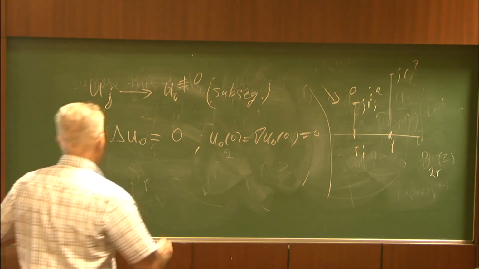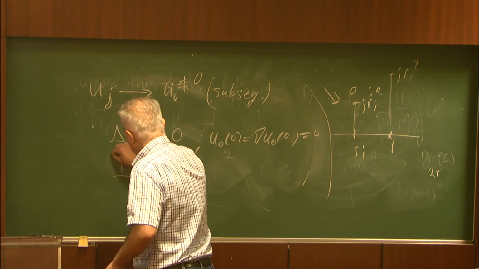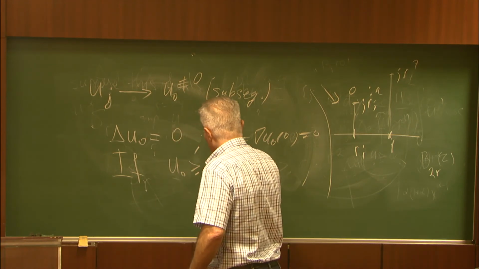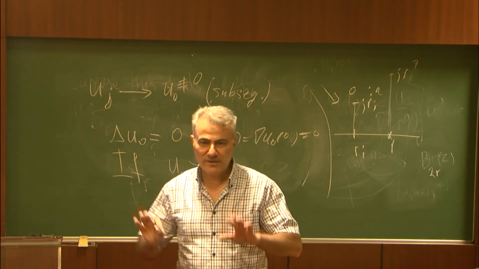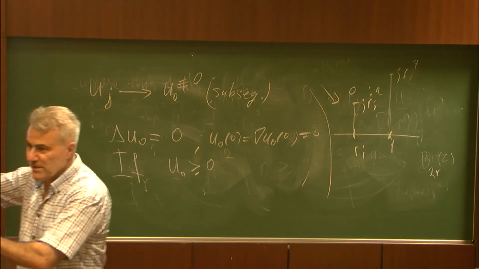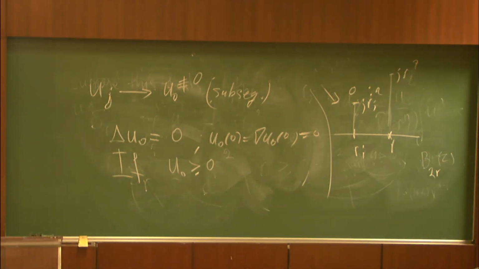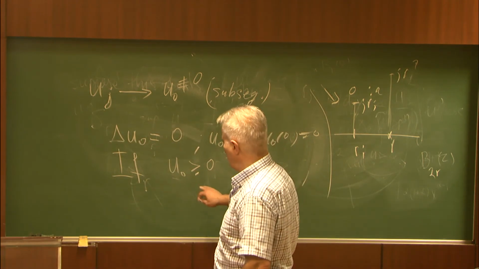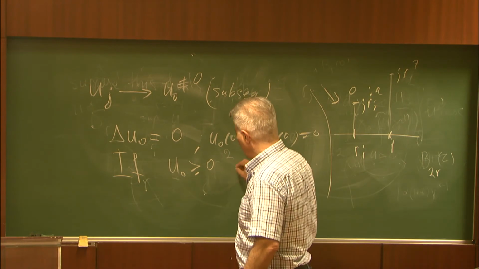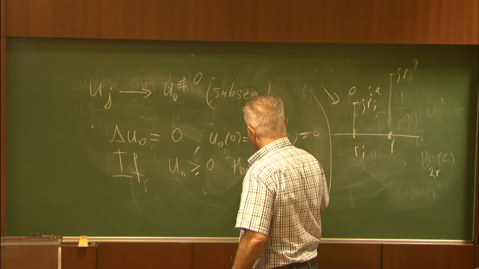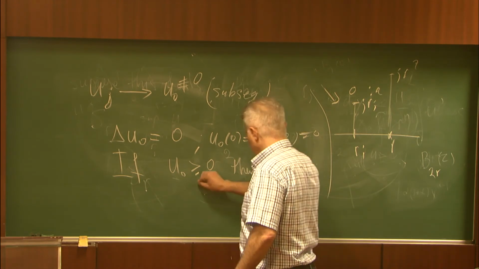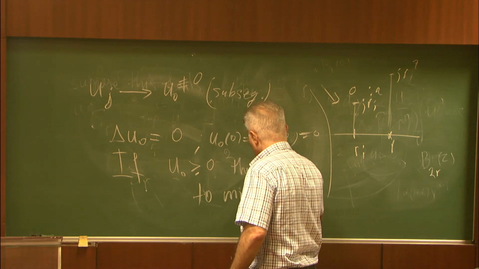So this gives you, in any scenario, if u0 is larger than or equal to 0, whatever scenario you started with, that's the reason I didn't define it, if that scenario brings you down to this situation where the function is non-negative, then you get a contradiction. Principle.